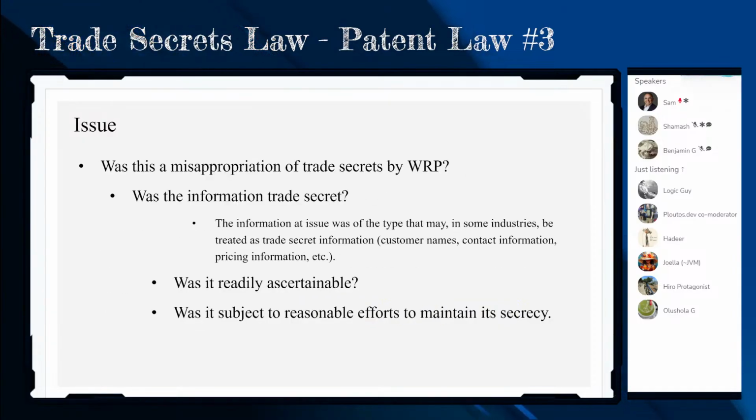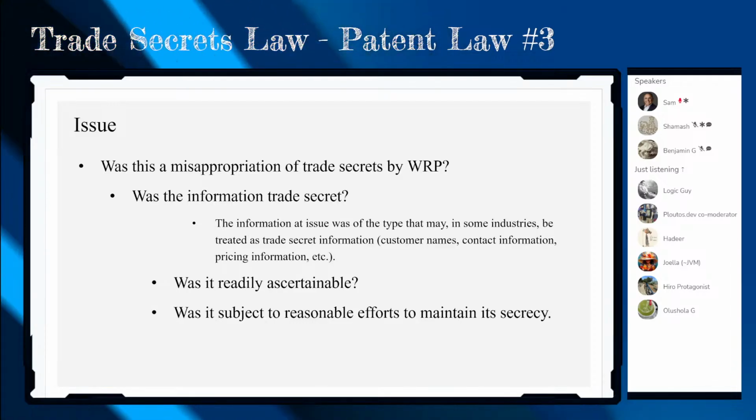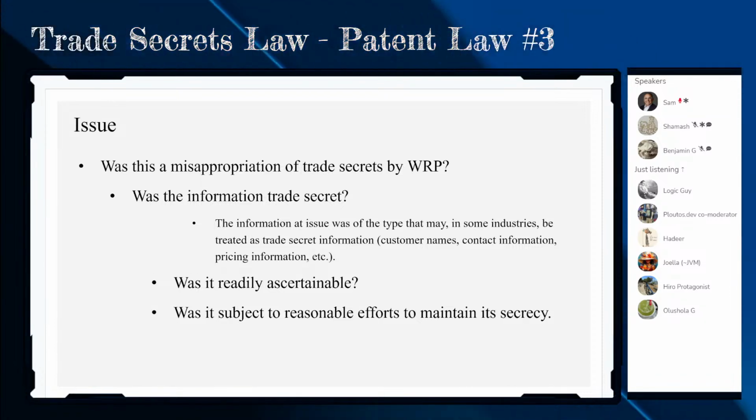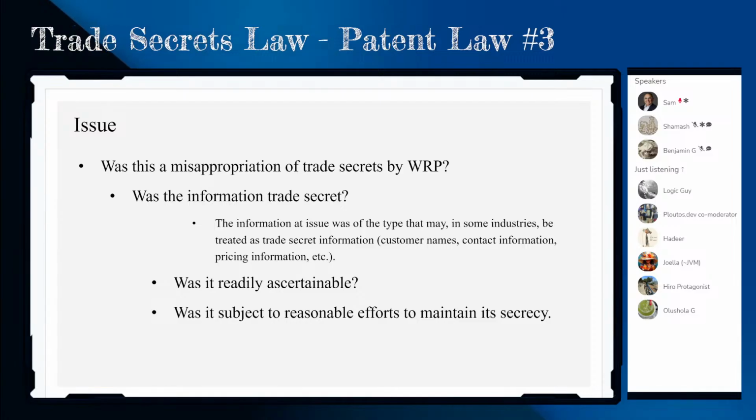On slide 15, we see the same questions that I asked, but I just put down one sentence from the court that says the information at issue was of the type that may, in some industries, be treated as trade secret information: customer names, contact information, pricing information. So actually, customer lists are one of the biggest trade secrets that a company has, and it's guarded very well.